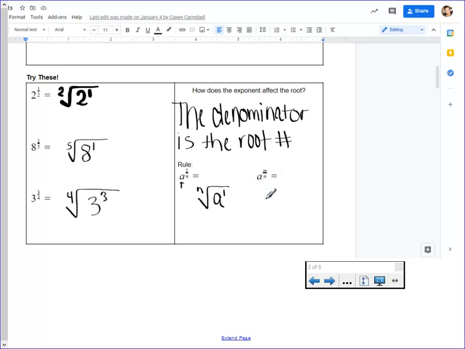Same exact thing here. I'm starting with a square root. The first number that you see goes under your radical. The denominator is your little root right here. And then the top number, or the numerator, is the exponent.